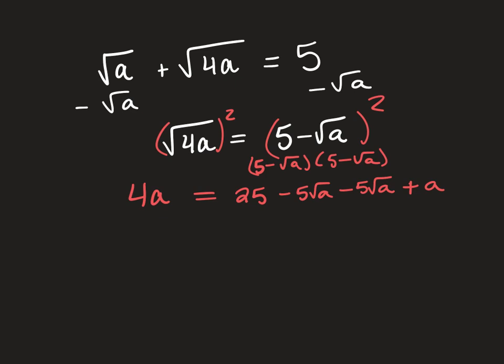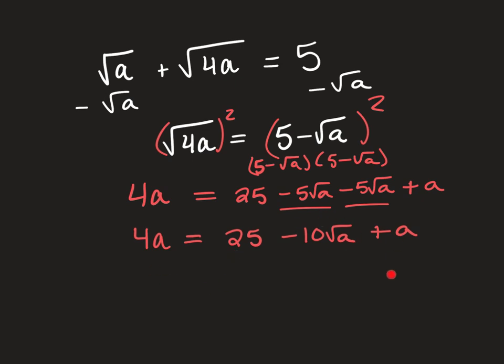Right, and then we'll combine our middle two terms together. So you get 4a equals 25 minus 10 square root of a plus a. All right, so we still have a square root in our equation, which means now we want to get that 10 square root of a on one side by itself and do it again. So we still have to get rid of this. So we need to now get that by itself.